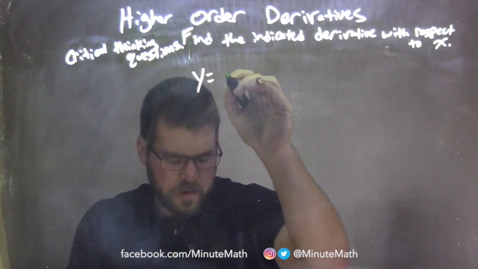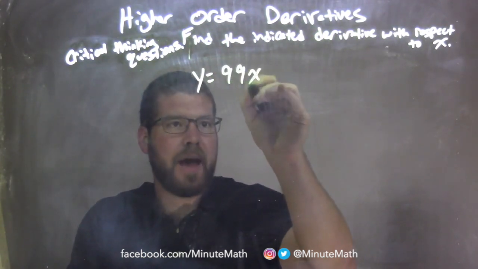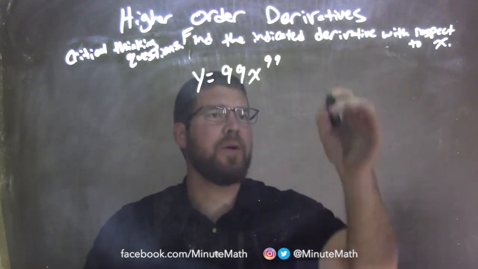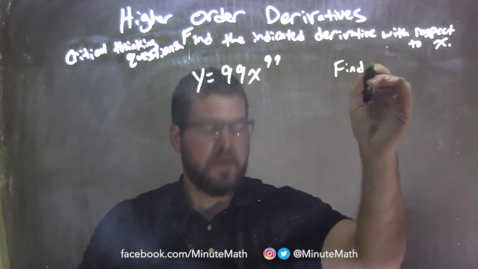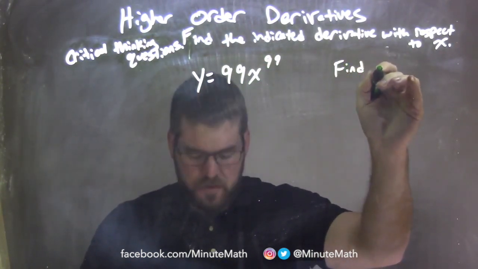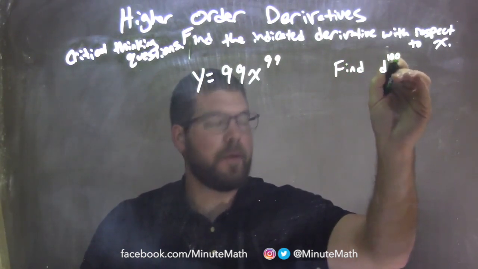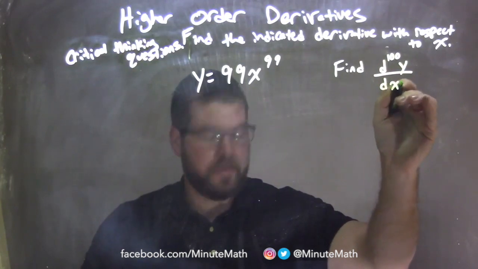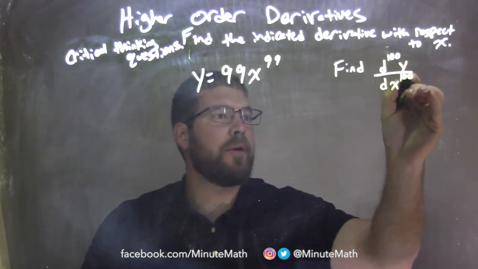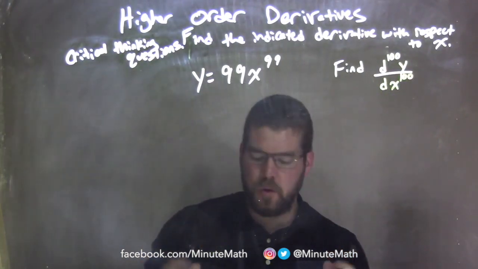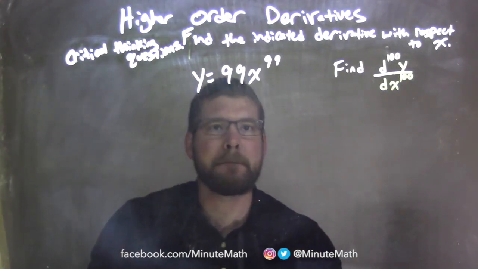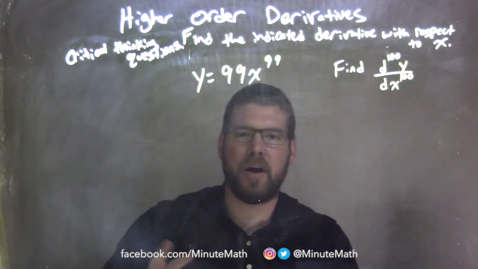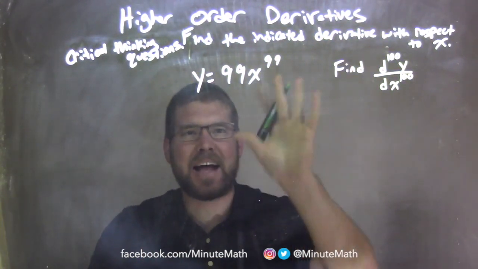Y equals 99x to the 99th power. Okay? And we wanted to find the 100th derivative, d to the 100th power y over dx to the 100th power. Okay? So let's think about this for a second. We're going to take our time with this. This is obviously not something that you're going to multiply everything out. We're going to try to attack this differently.